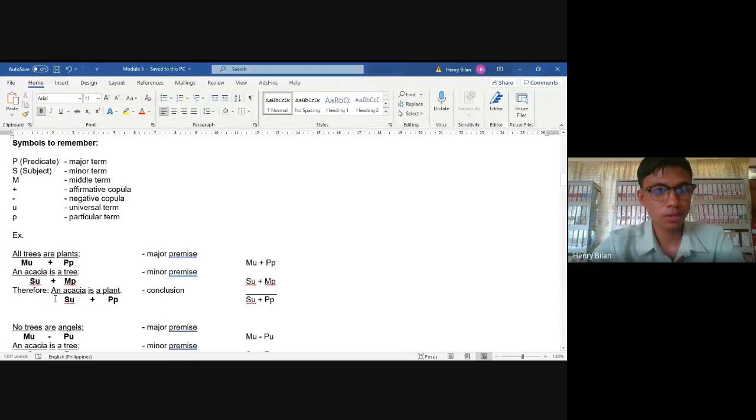So meron na tayong major term and minor term. Now, nasaan ang ating middle term? So, taken na ang plants. Taken na ang acacia. Alin dyan ang natitira? Si tree na lang. Kaya si tree, all trees and a tree, ito yung middle term natin.